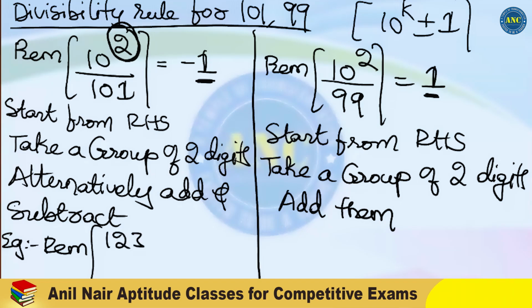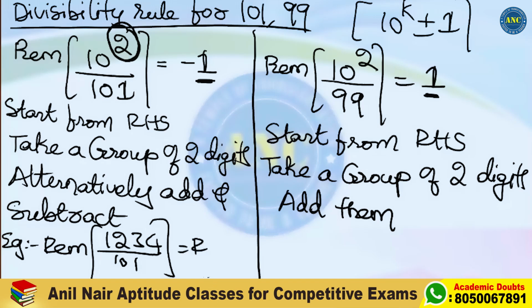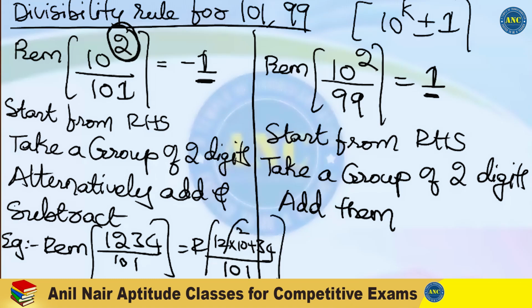Remainder when 1234 is divided by 101. It is 12 into 10 square plus 34 divided by 101. 100 divided by 101 gives minus 1. 34 minus 12 is 22. Just by looking at the question itself, you can say the answer.